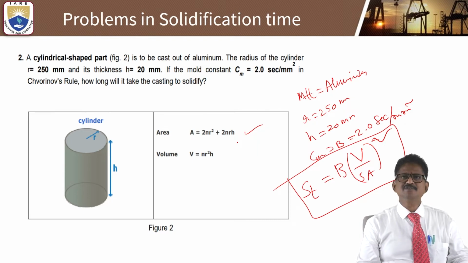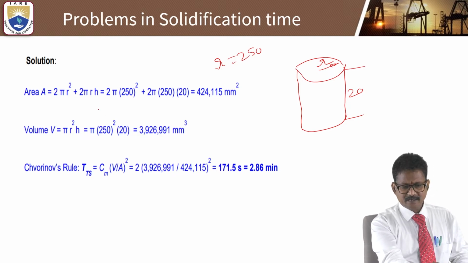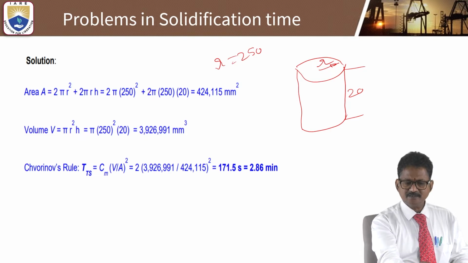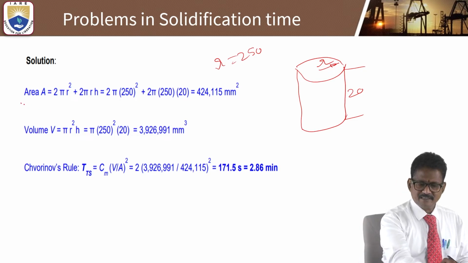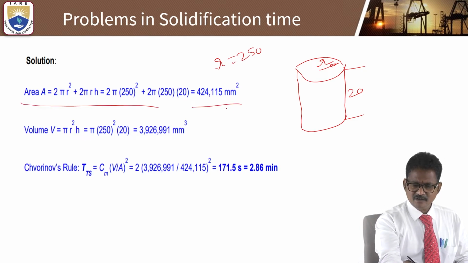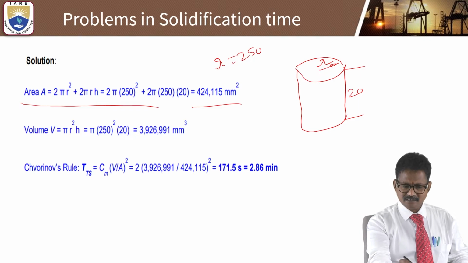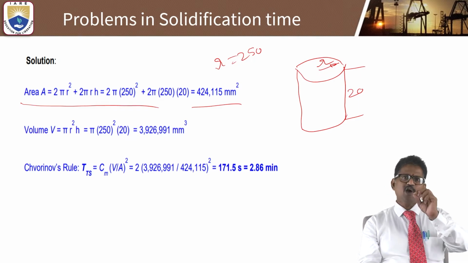You can substitute the values in this formula, 2 pi r square plus 2 pi r h: 2 into pi into r, which is 250, whole square, plus 2 pi into 250, r, into h, which is 20. If you simplify this, the area will come to 4,24,115 mm square. So the surface area of the cylinder can be obtained.